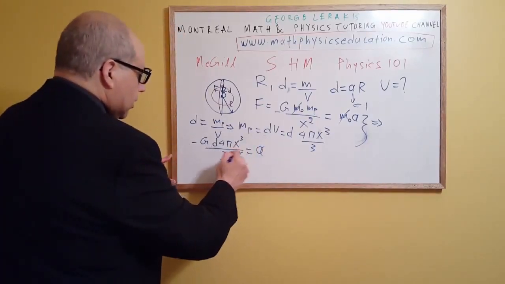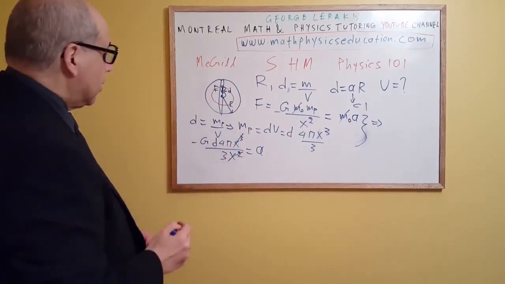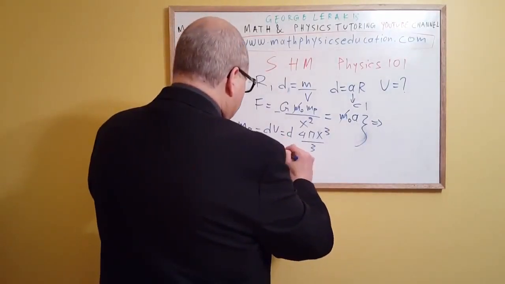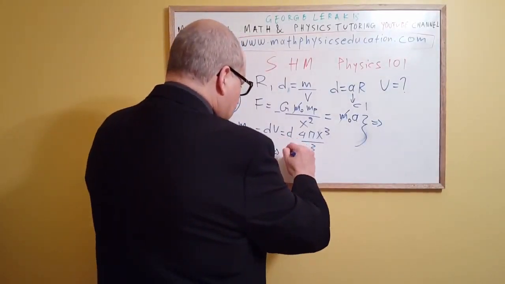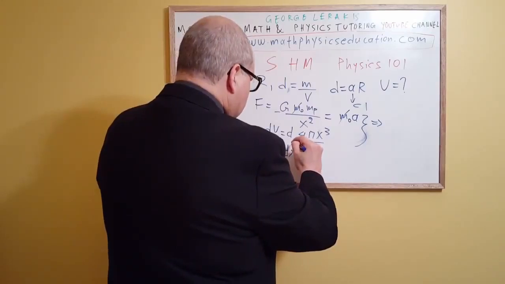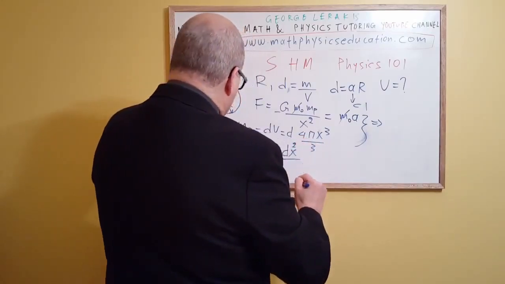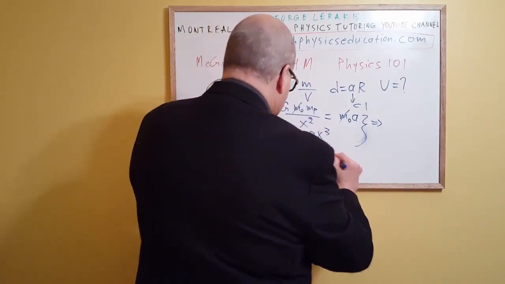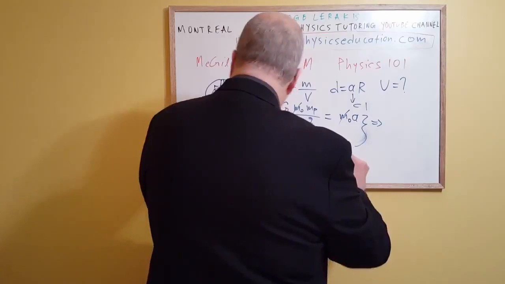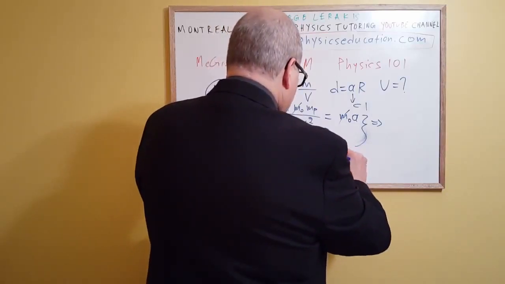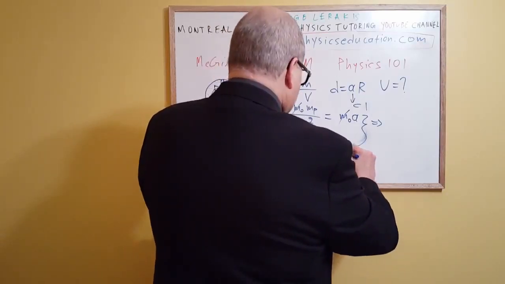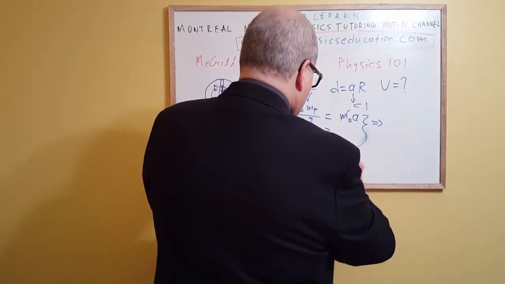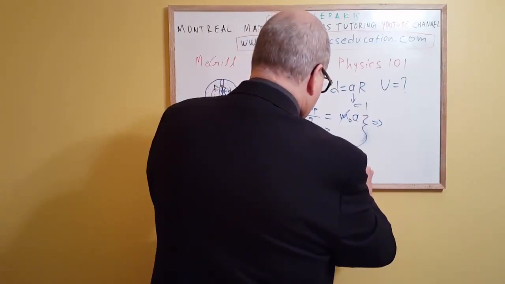And now you see that this x squared cancels with the third power. So what we have is that a, or d squared x over dt squared, is equal to minus G times density times 4 pi x over 3.